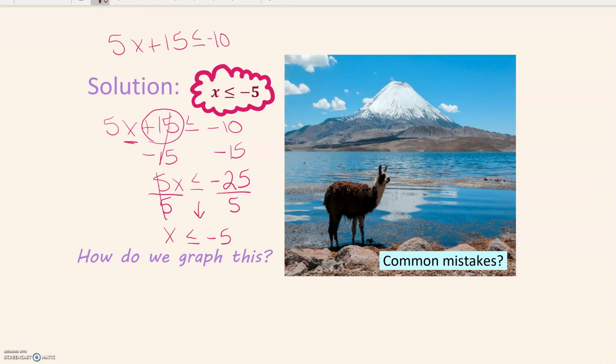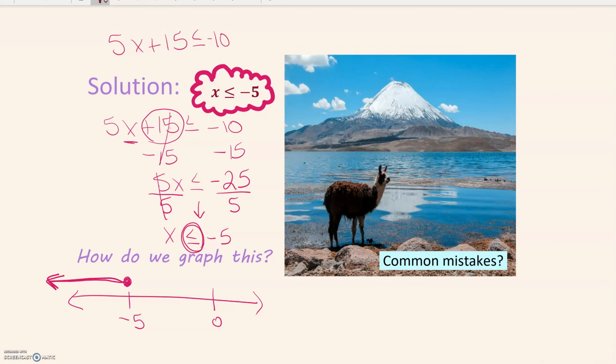How did you graph this? I would graph it like this. Here's 0. I know that -5 is on the other side of 0. I love that freedom of being able to create the number line how I like it. I know that I have this less than or equal to symbol, which means that I'm going to use a closed circle. I know that x is less than -5. So if I go less than -5, that means my arrow is pointing in that less than direction.